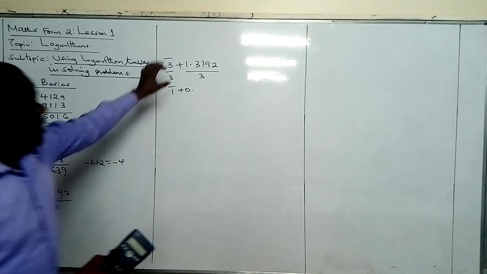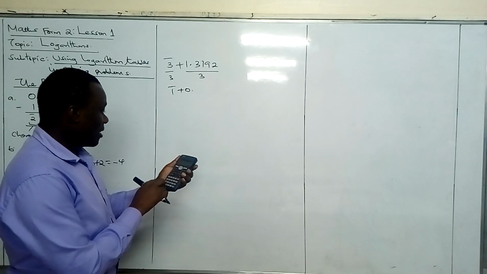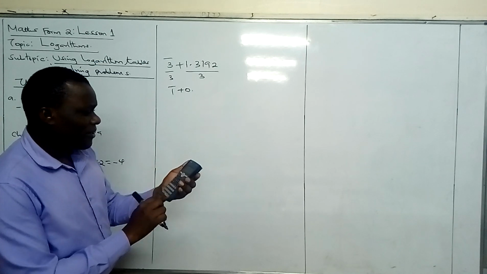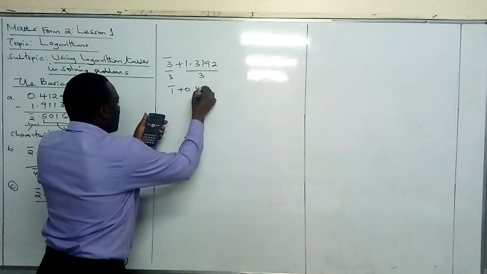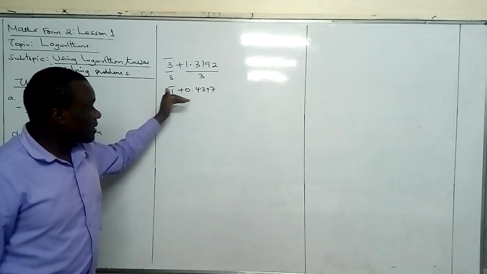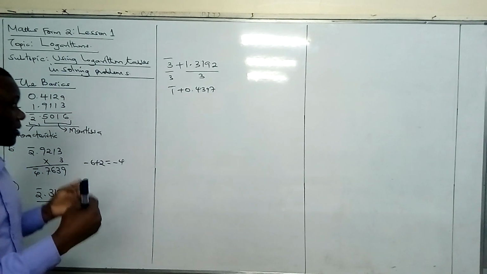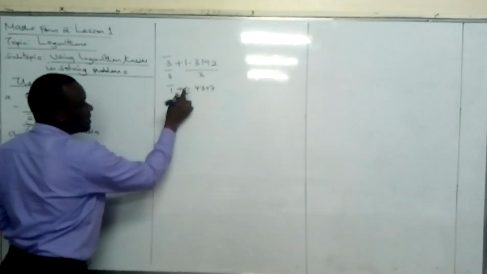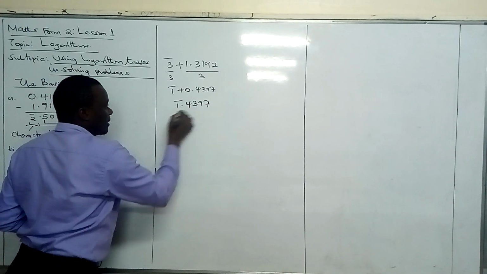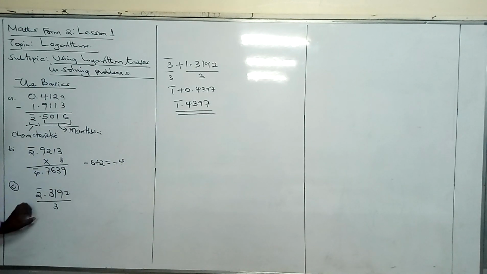Now remember, in this case the characteristic is positive, so we can use a calculator and say 1.3192 divided by 3. It will give us 0.4397. You must round off your answer to 4 significant figures, or 4 decimal places. Then minus 1 plus 0 gives us minus 1, then 4397. So that's how you obtain the correct answer when you are dividing these two.